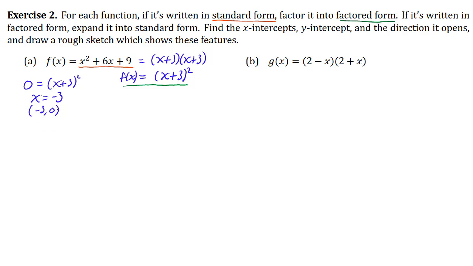And the y-intercept is what you get when x is 0, and you can see that that is going to be 9 here. So the y-intercept is going to be 0, 9. And the direction it opens, well, this is x squared, and it's a positive 1 times x squared. So if your a is equal to positive 1, that means it opens upwards.